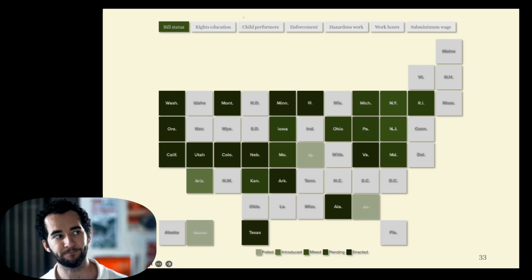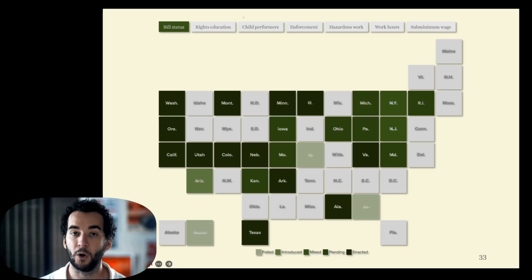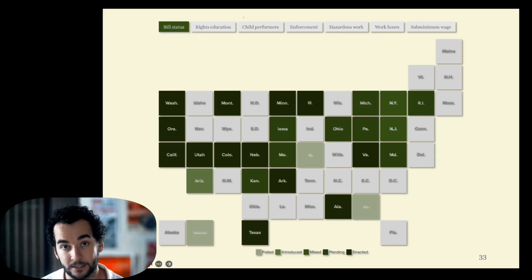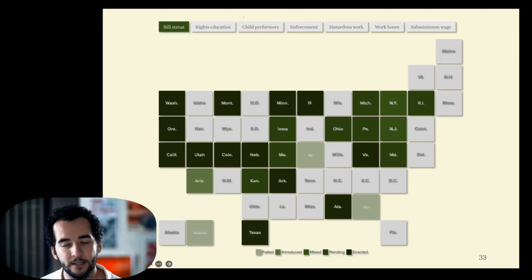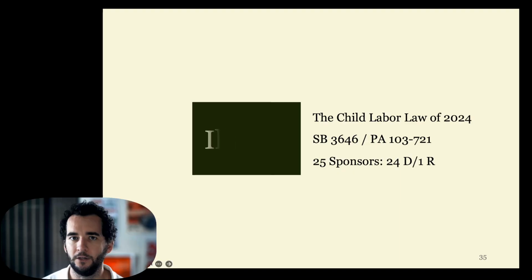My assertion that the United States is broadly rolling back child labor protections is seemingly complicated by the states that are claiming to pass more robust child labor standards. And you can see those states mapped out there. That is until you look more closely at legislation itself. So let's use Illinois as an example.